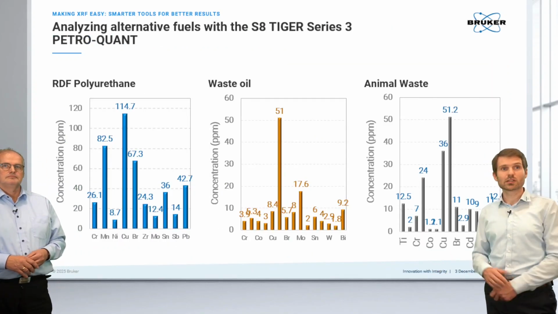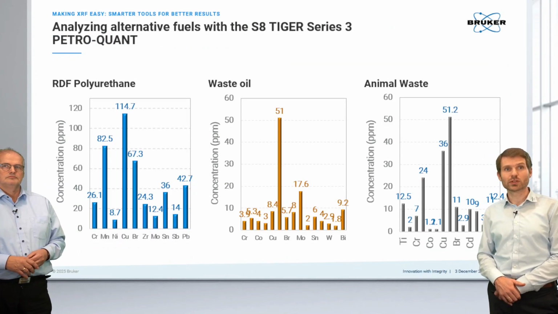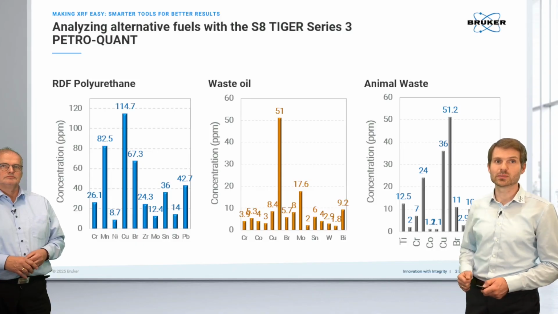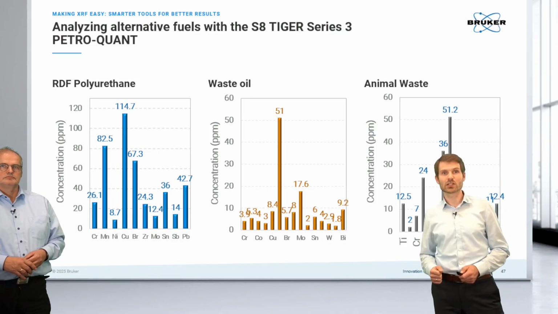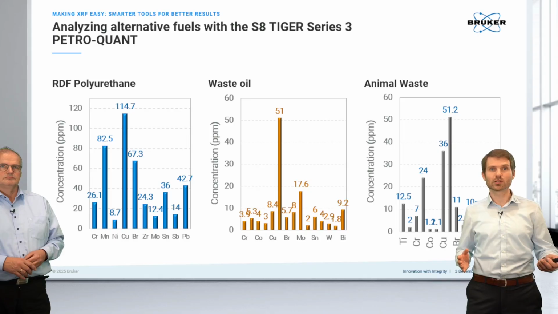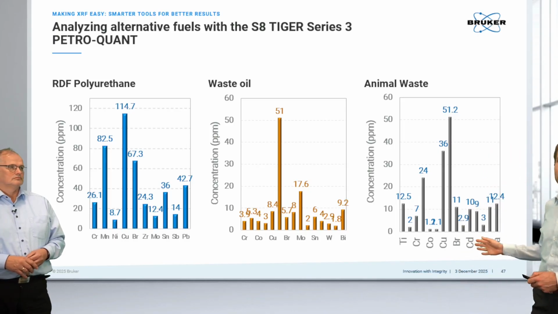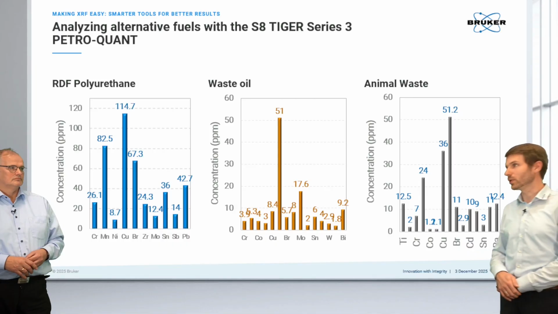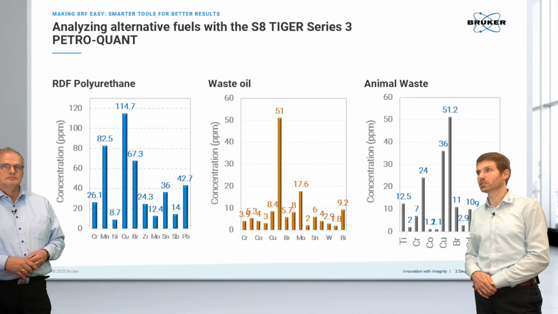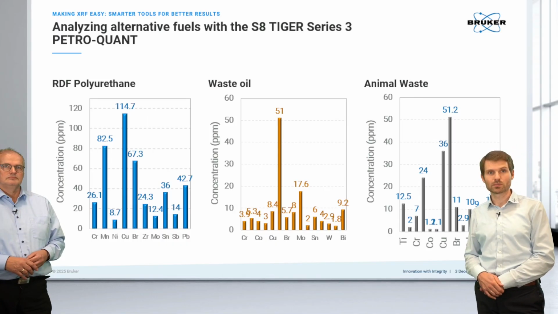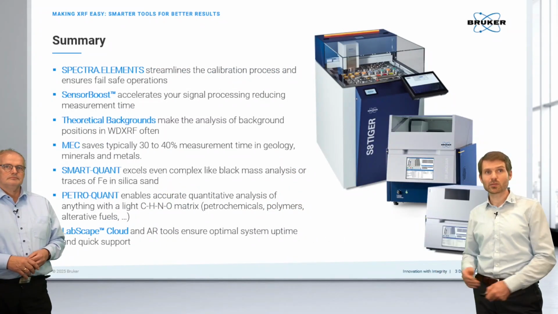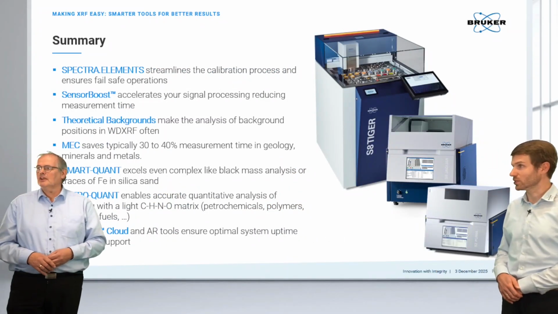So here we see just an overview of what SPECTRA.ELMENTS can do. For example, waste oil, determining in the very low ppm range different elements, including copper, for example. And here, bromine, copper, chromium, cadmium in animal waste material, which is also occasionally used as alternative fuel. And with that, I think, Kai, we can summarize today's presentation.